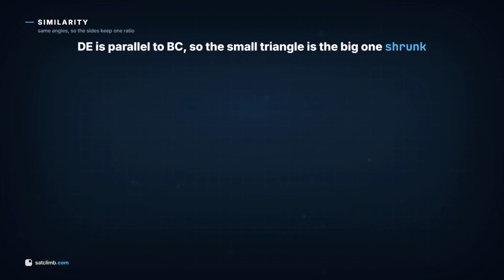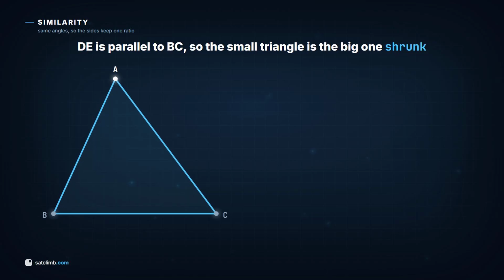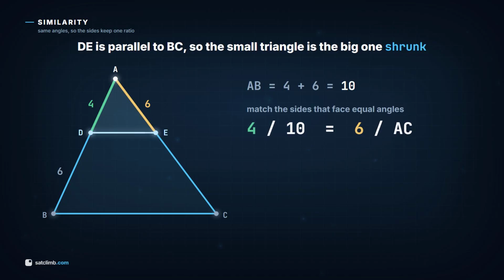Special triangles are one case of a bigger idea: similarity. Same angles means sides in proportion. Here, DE is parallel to BC, so the small triangle and the big triangle have identical angles. AD is 4 and DB is 6, so the whole side AB is 10. AE is 6. Set up 4 over 10 equals 6 over AC, which gives AC equals 15, so EC is 9. Matching sides, one ratio.